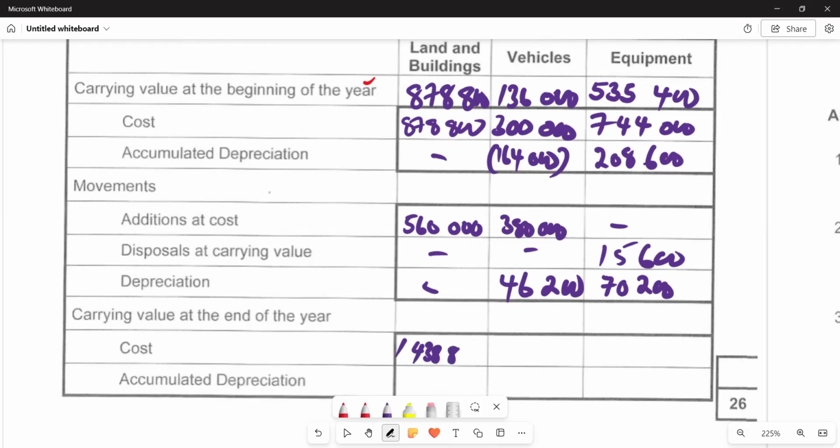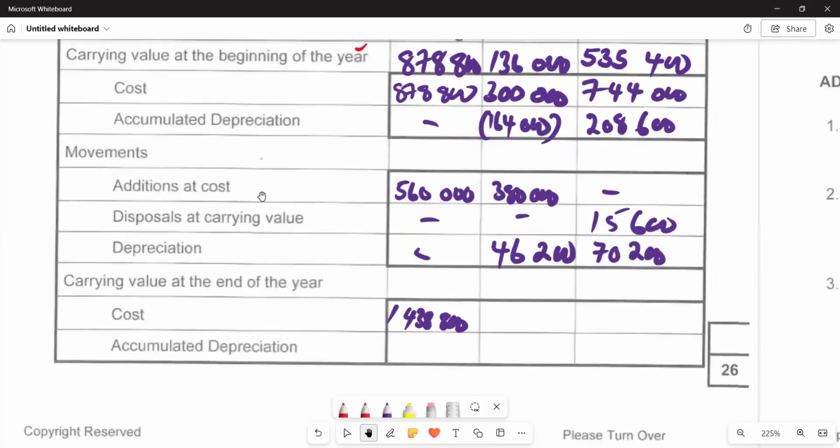438,800. And then for accumulated depreciation, we have nothing since we don't have a depreciation for land and building. So obviously we're going to say we have the same figure for carrying value, which is 1,438,800. And then we go to the next, which is vehicles.